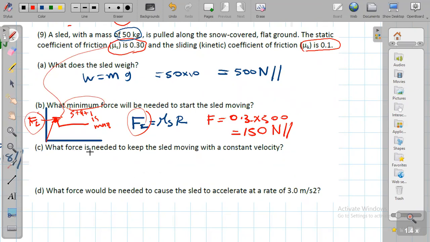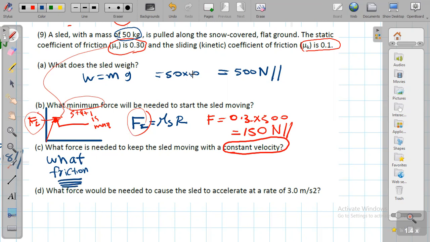Right. What force is needed to keep the sled moving at constant velocity? Now at constant velocity, have a good look: what friction is applying now? We have to ask ourselves, what friction? What the heck is the friction here?